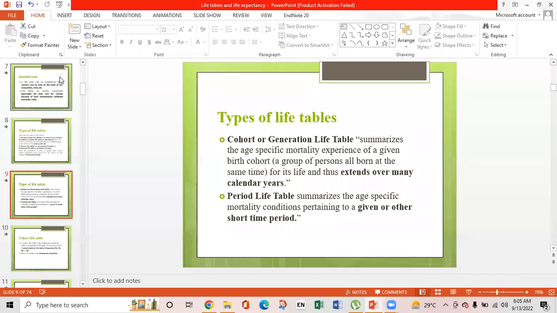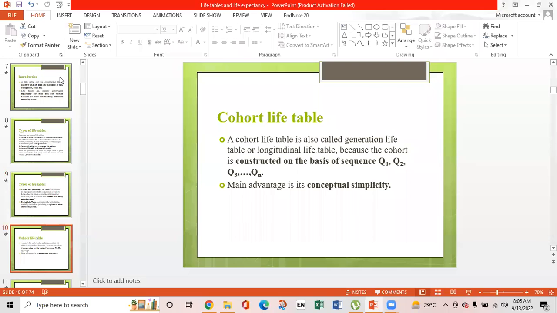A cohort or generation life table summarizes the age-specific mortality experience of a given birth cohort, a group of persons all born at the same time, for its life, and thus extends over many calendar years. A period life table summarizes the age-specific mortality conditions pertaining to a given short time period. A cohort table is also called a generation life table or longitudinal life table. Its main advantage is conceptual simplicity.